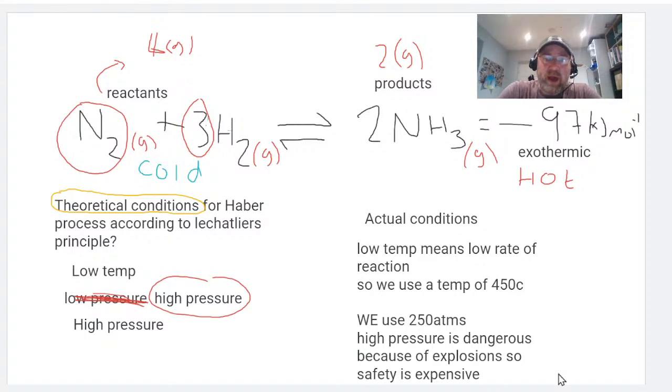You just have to know with the Haber process that they're all gases. Nitrogen, hydrogen, and ammonia are all gases in this situation.